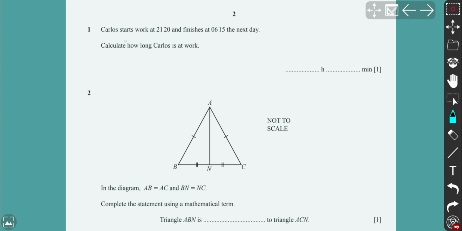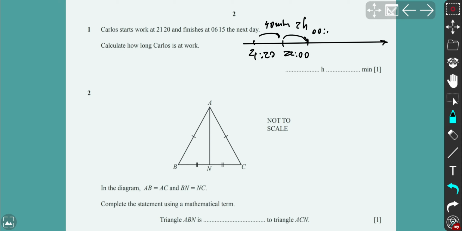Okay, so the first question. Carlos works at 21:20 and finishes at 06:15 the next day. Calculate how long he is at work. What I'm going to do is simply put a timeline. That's the starting point, 21:20, and I'm just counting 40 minutes up to 22:00, then 2 hours to 24:00, that's the starting point for the next day. Next up to 06:15. So in total, how much do we have? 2 hours, 6 hours, so 8 hours, 15 and 40 minutes. We've got 8 hours 55 minutes.